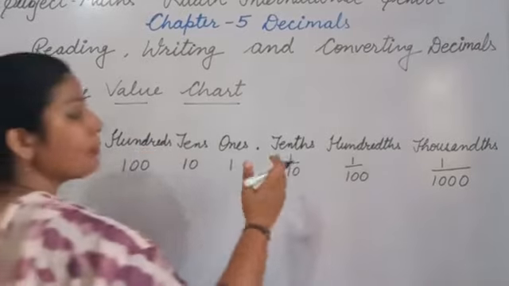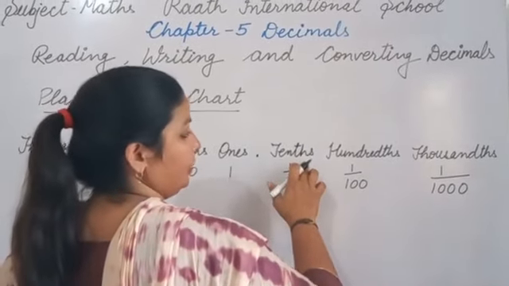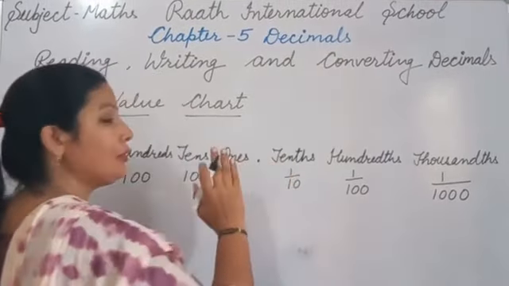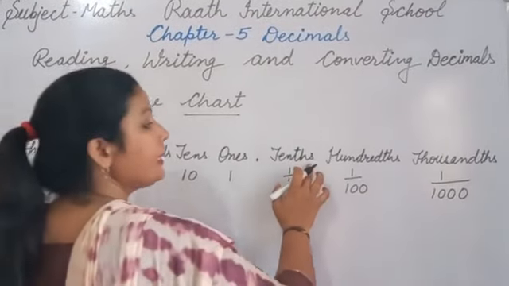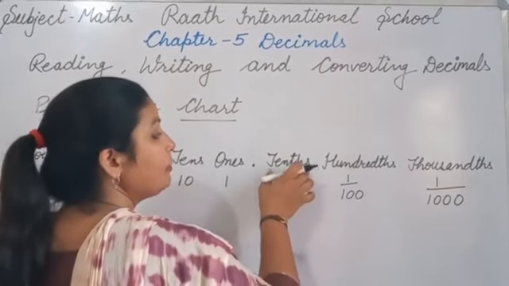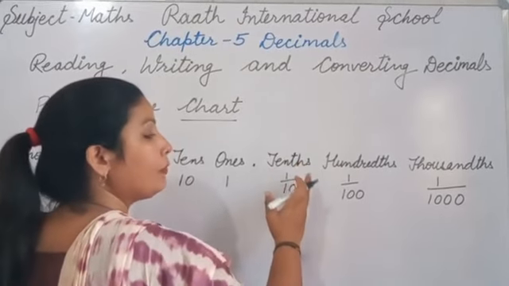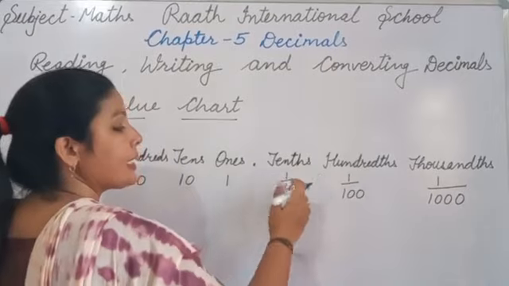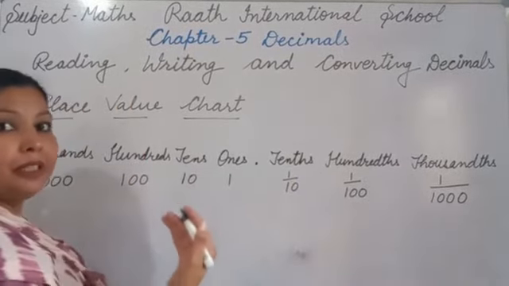And after decimal we have tenth. The first place is not ones. After decimal there is tenth. Tenth means the value is 1 upon 10. Whatever number is there, if it is 5, that value will be 5 upon 10. If there is 6, that value will be 6 upon 10.